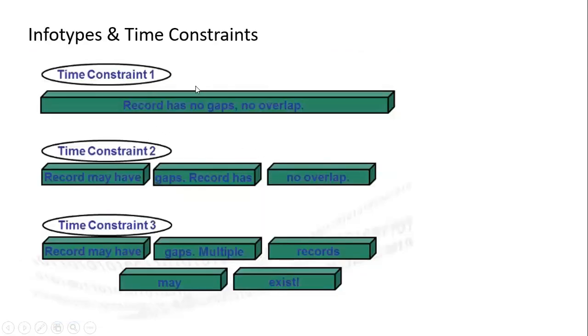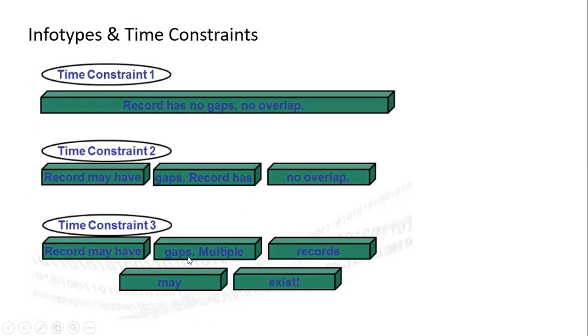Info types, time constraint 1, 2, and 3. Time constraint 1 has no gaps, no overlaps. It's like your age, which can have no gaps. Time constraint 2: record may have gaps, record has no overlap. This can be your educational background or your projects that you have done, or any training that you have done, which was in stepwise progression.